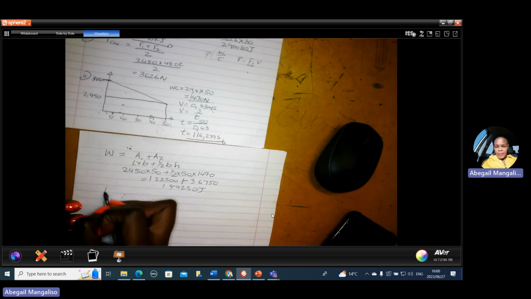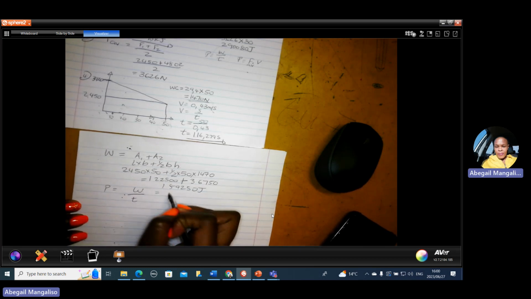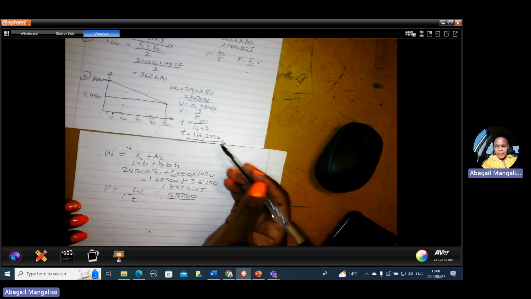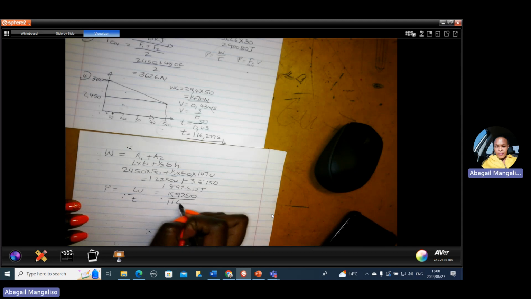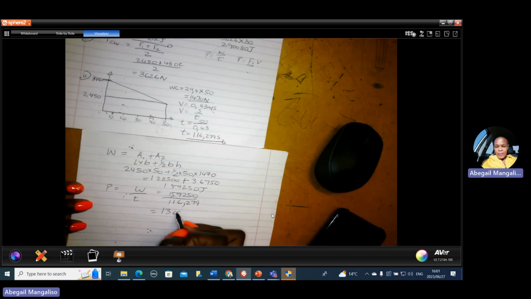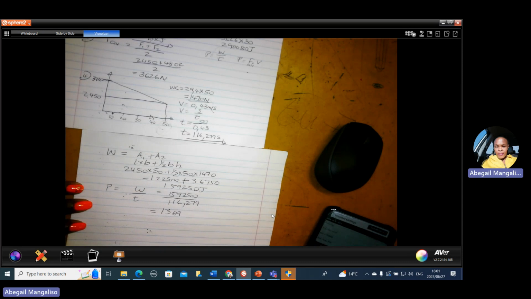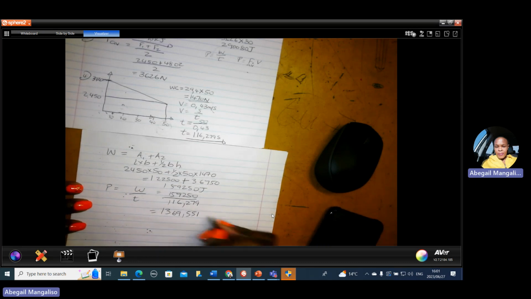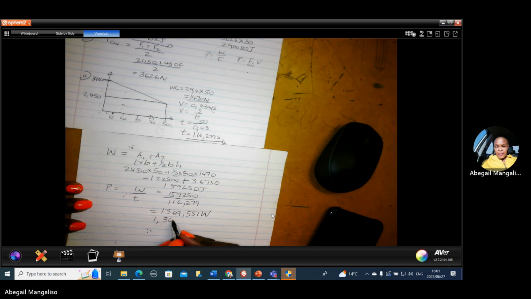So we can calculate power equal to work done over time, which is 159,250 divided by the value of time, 116,279. And the answer here is 1369.551 watts. If you change it to kilowatts, this is 1,36 kilowatts.